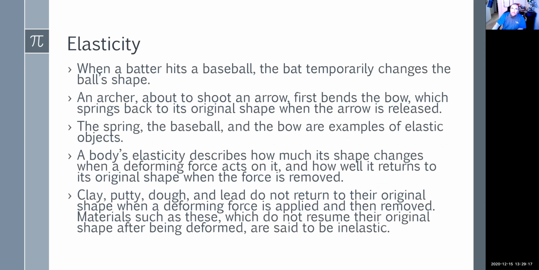So when a batter hits a baseball, the bat temporarily changes the shape of the ball, right? An archer about to shoot an arrow first bends the bow, which then springs back to its original shape and allows the arrow to be released. The baseball and the bow are excellent examples of elastic objects. The body has elasticity, right? It's how much the body's shape changes when a deforming force acts on it, and how well it returns to its original shape when the force is removed. Even gaining and losing weight is an example of the body's elasticity.